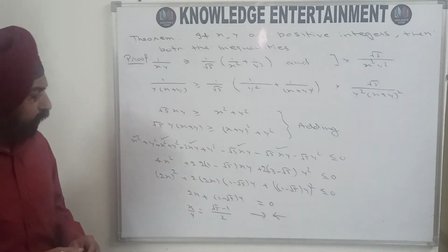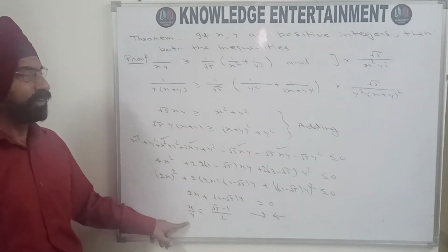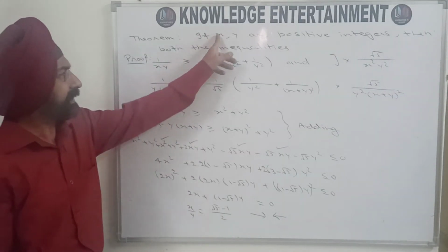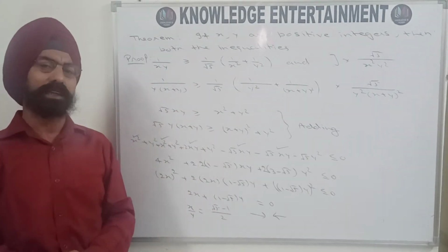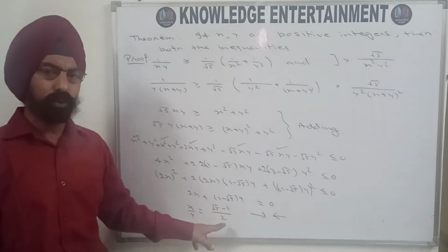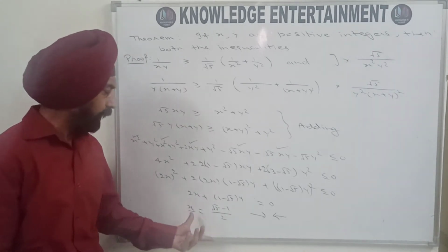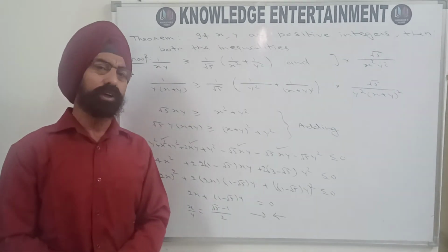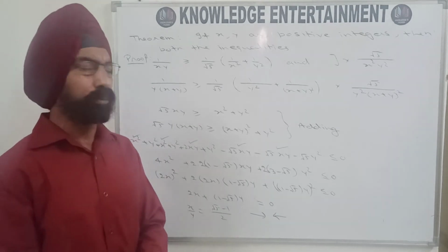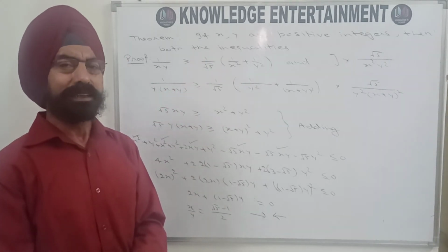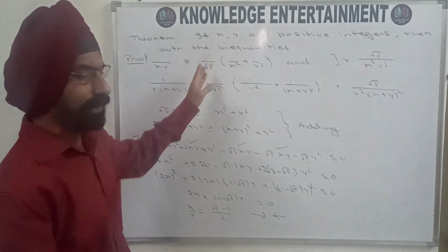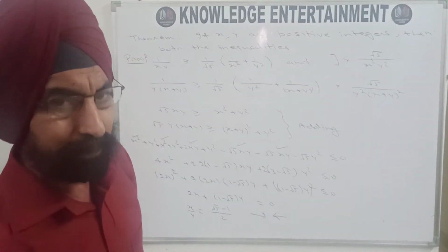Why? Because x upon y is a rational number, as x and y are positive integers, and on the right hand side you are having an irrational number. A rational number is equal to an irrational number is not possible. So you are having a contradiction. And why is this contradiction there? Because we have supposed that these two inequalities can hold simultaneously. That means we have proved that these two inequalities cannot hold simultaneously.